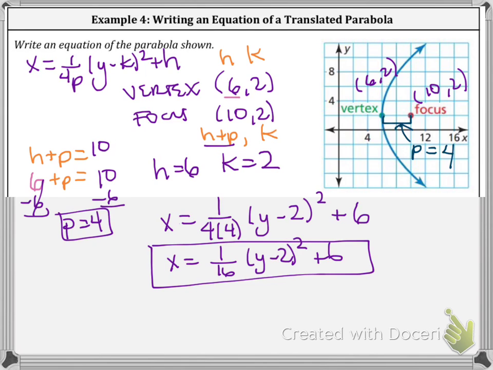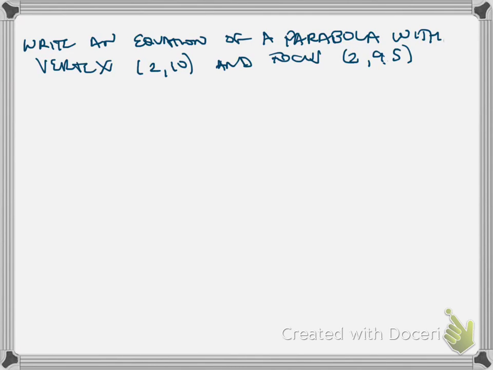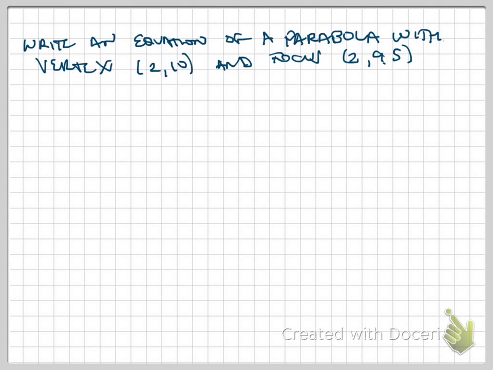So try out the example. Here, write an equation of the parabola with vertex -1, 4 and focus -1, 2. My hint is to graph it first, and that way you can figure out whether the parabola opens up, down, left, or right, and you know which equation to use. And then after you finish that, try this equation too. Again, try graphing it to see if you can figure out which way the parabola opens.